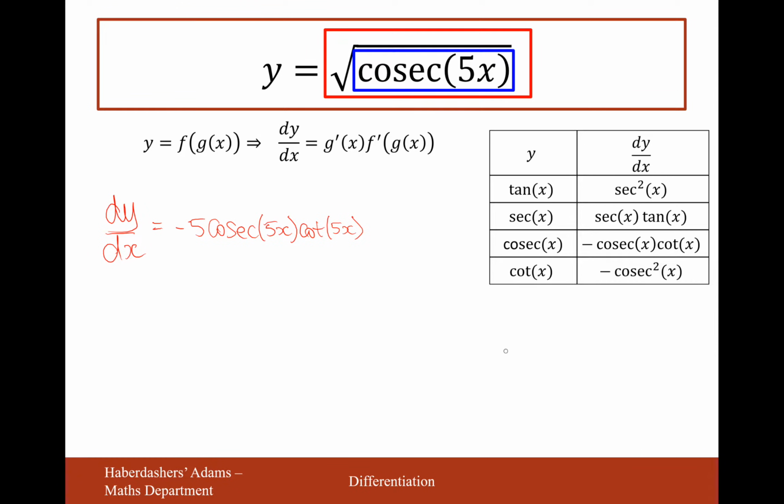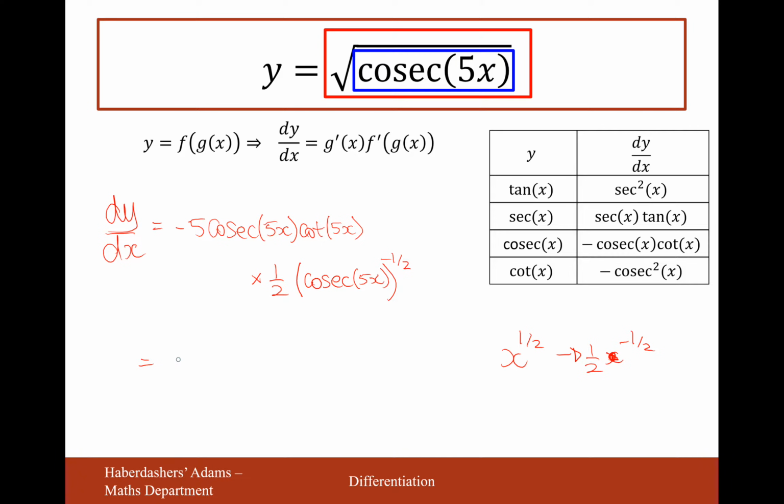And then we need to differentiate the power of a half. So the power of a half differentiates to a half, x to the minus half. So this is then all going to be multiplied by a half. And then inside the brackets, we're not going to use x, we're going to use the g function, the inside function, cosec 5x, all to the power of minus a half.